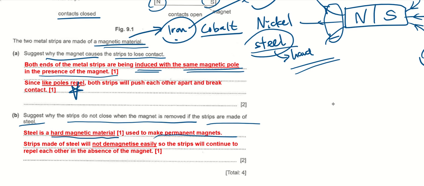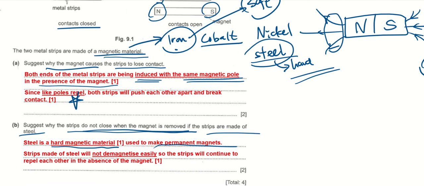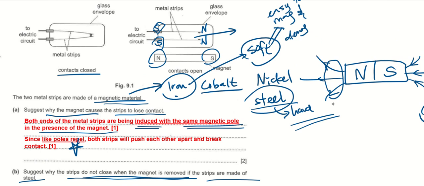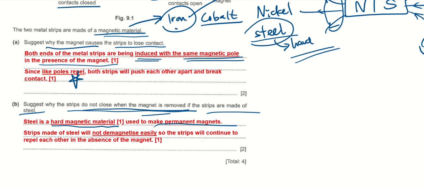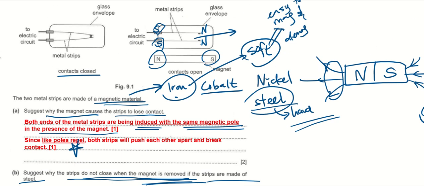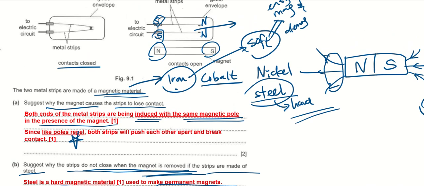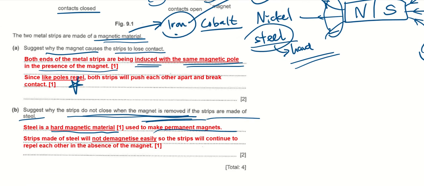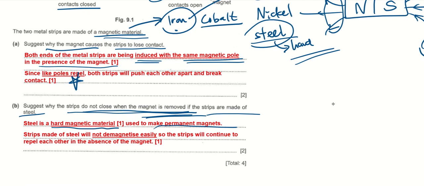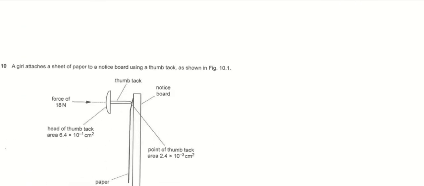Okay, you see, they do not close when the magnet is removed, right? So, like now, let's say it is made of steel already. It's made of steel, right? So if I have my magnet here, although it will be hard to magnetize, eventually they will still open. But after that, when I remove the magnet, the strips will still be open. They will still have the same south pole and north pole because they are hard to demagnetize. So they will continue to repel each other even in the absence of the magnet. So 4 marks like that.